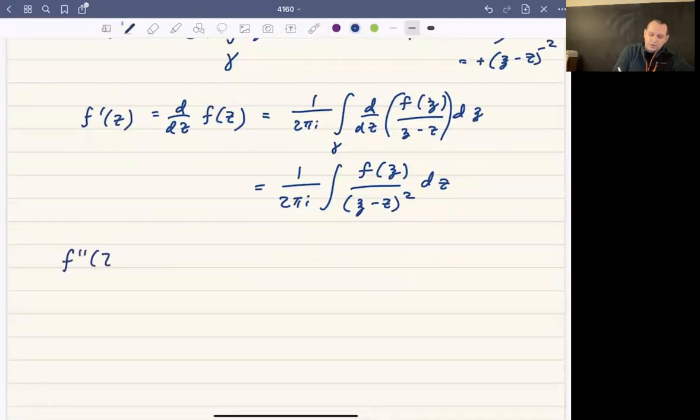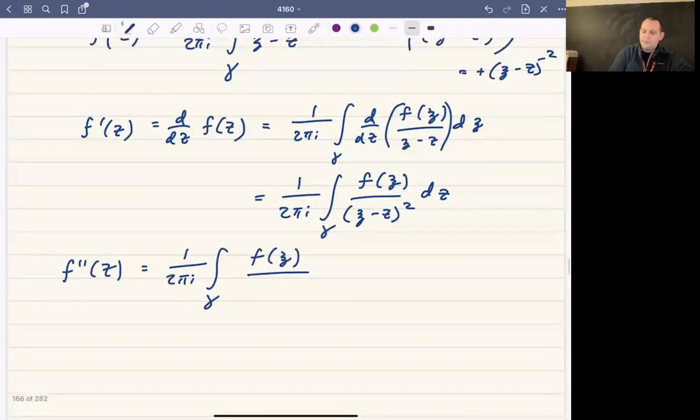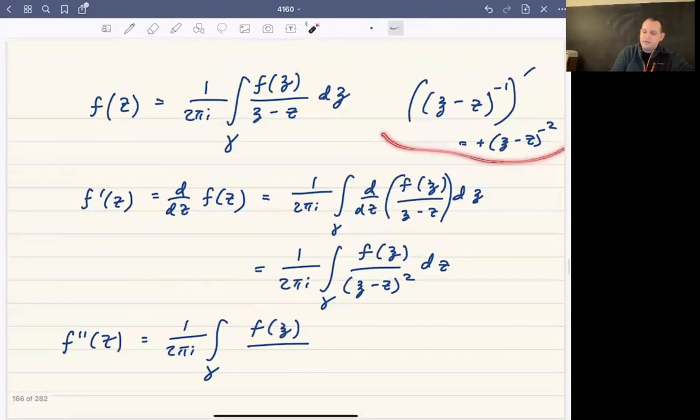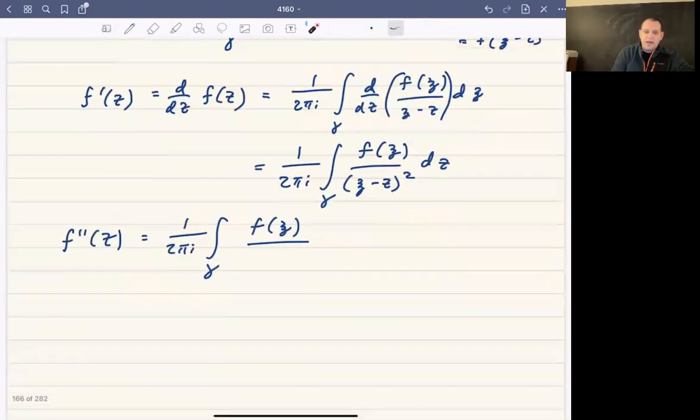Then let's do this just one or two more times to look at the pattern. So for f double prime of z, we're going to do this again. We're going to push the derivative inside and differentiate this quantity now. So we have 1 over 2 pi i integral over gamma, f of zeta, all over, and then we do this same differentiation again. We're going to end up with negative 2 times zeta minus z to the negative 3 times negative 1. So altogether, that's going to end up being 2 times f of zeta over zeta minus z cubed.